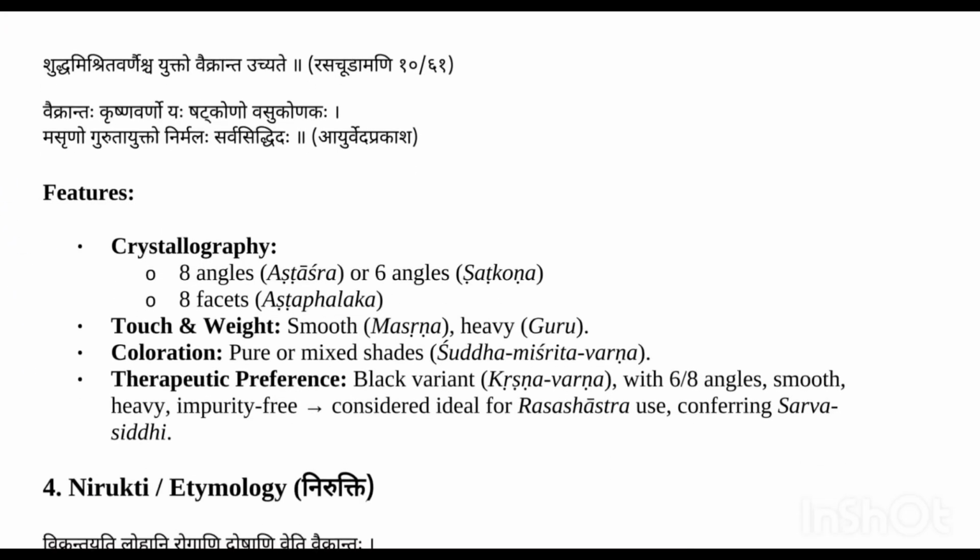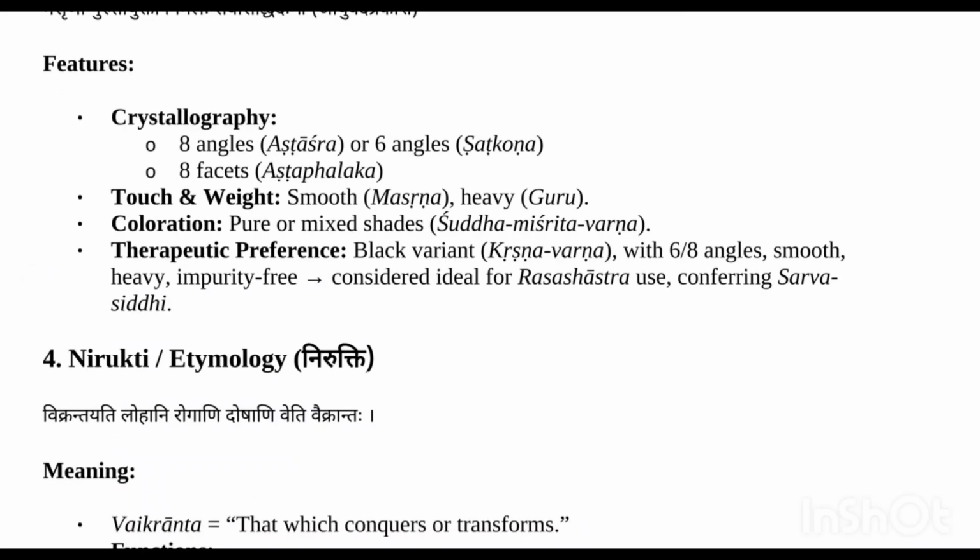In crystallography, 8 angles means Aṣṭāśra and 6 angles means षट्कोण. Also present are 8 facets. Smooth in touch and heavy in weight. Pure or mixed shades of coloration are seen. Therapeutic preferences: the black variant, Kṛṣṇa Varna, with 6 to 8 angles, smooth, heavy and impurity free, is considered the ideal for Rasa Shastra use, conferring Sattva Siddhi.